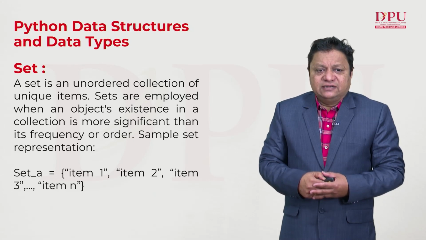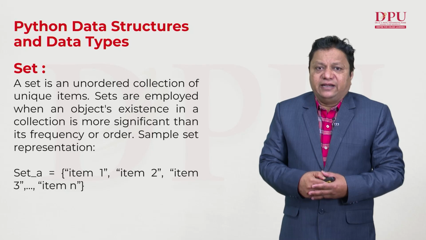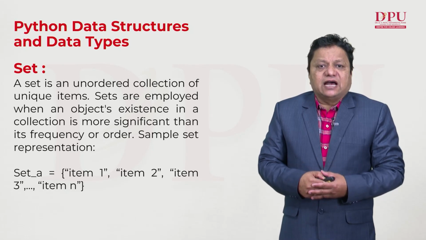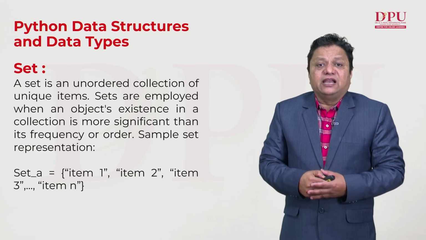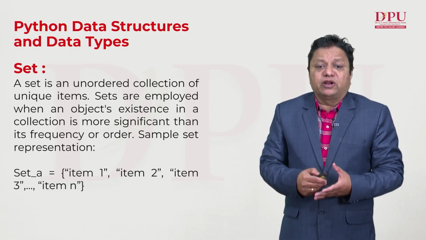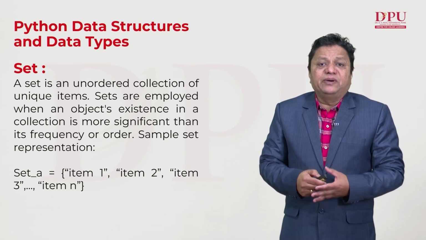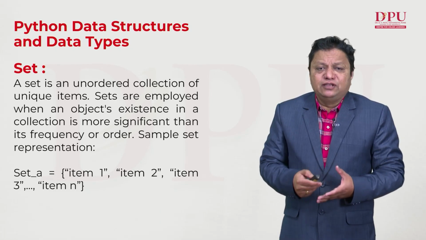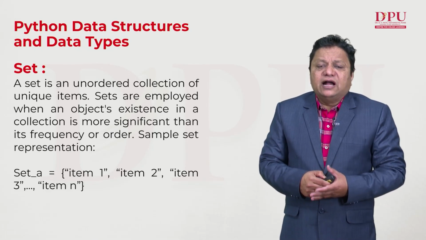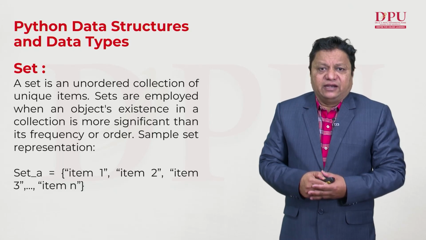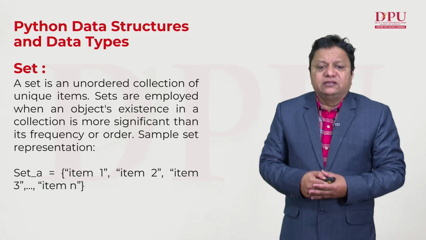Second, set. Set is an unordered collection of unique items. Sets are employed when an object's existence in a collection is more important than its frequency or the order. A sample set can be created with the use of the following syntax, that is name of the set is equal to, again in the curly bracket, specify the items separated by the comma.